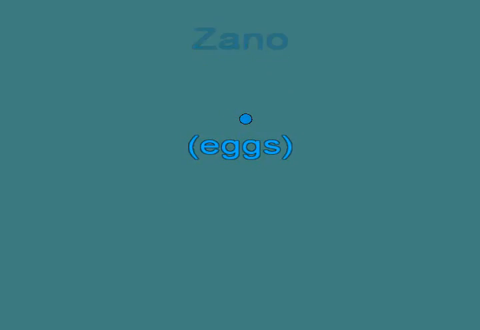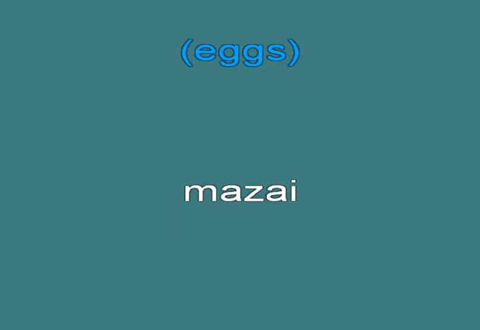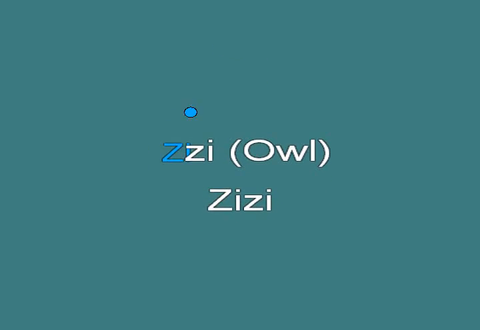Did you have some eggs this morning? What do you call eggs in Shona? Mazai. Eggs. For one egg, zai. Mazai, there are many. Zai, one. An hour, awa.